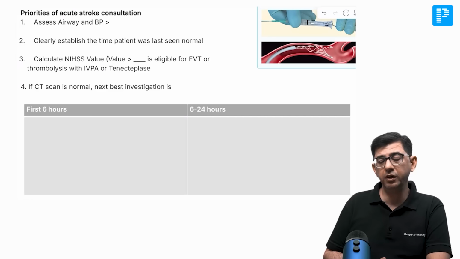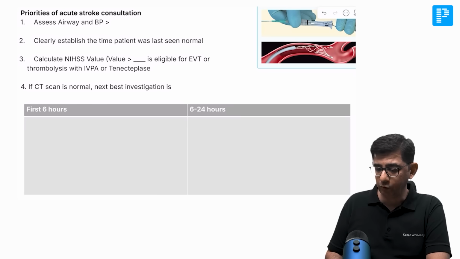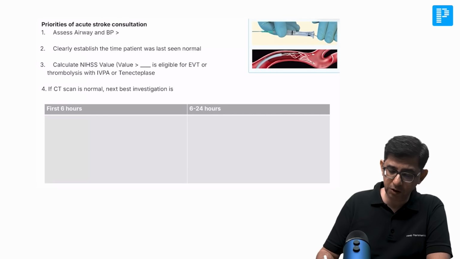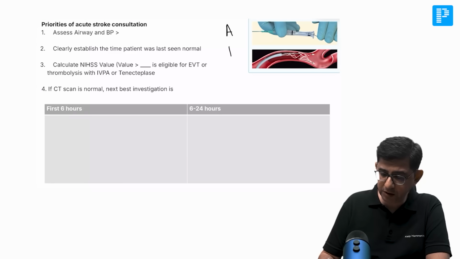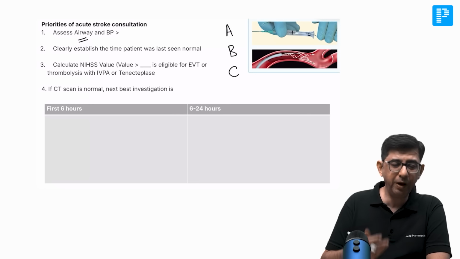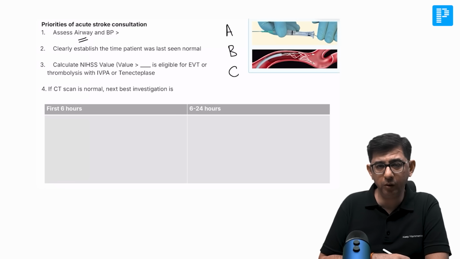Lots of time he will not even ask you this much. He will just say, what are the priorities of acute stroke consultation? Your answer would be given as A, B, and C. A is understandable, secure the airway, because the person's tongue can fall backwards and I don't want the airway to be compromised.